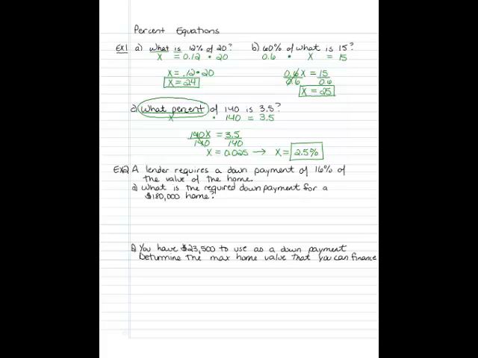Now, example 2, we have an application. A lender requires a minimum down payment of 16% of the value of the home that is being purchased. Part A, what is the required down payment for a $180,000 home? So to solve this, we always want to first work out what it is that we're looking for. Here, what is the required down payment? That's what we're looking for. So that's our unknown. That's going to be our variable. So I could use x, but I always like to use a letter that kind of reminds me of what it represents. So I'm going to use D. D for down payment.